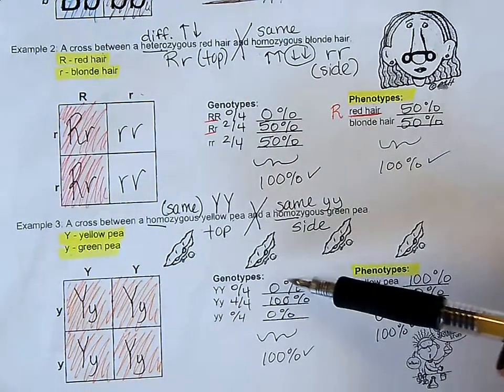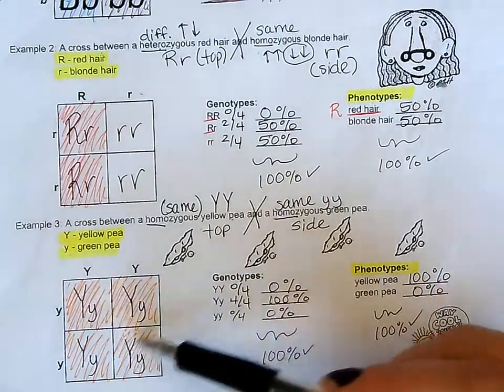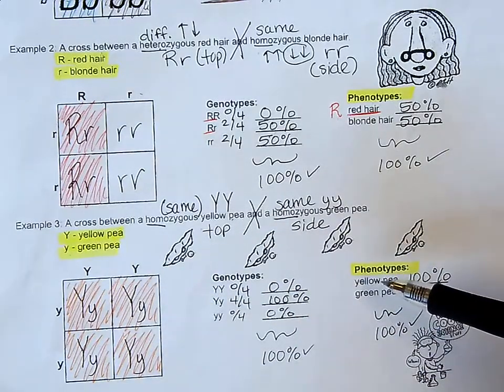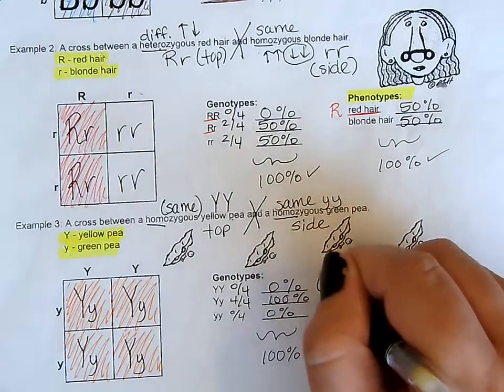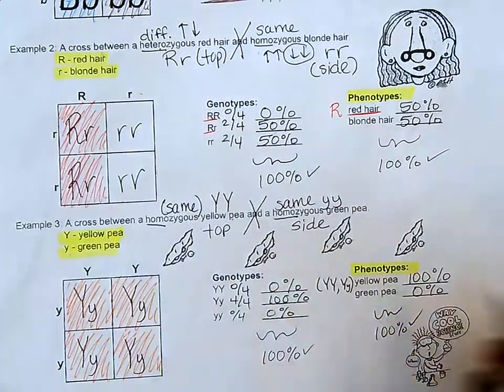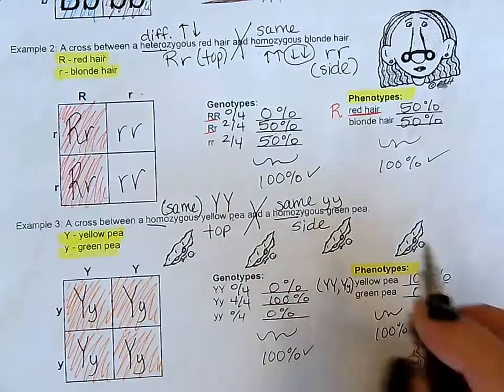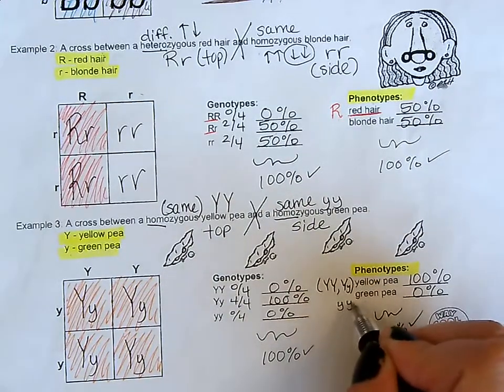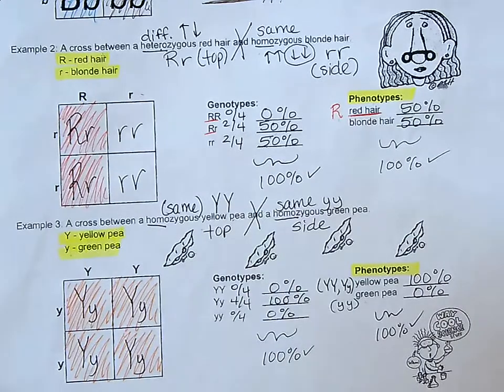So first things first, genotypes, you're looking directly at the Punnett square. Phenotypes, whatever the dominant trait is, it has to have that. So it would have to either be big, big, or big, little. Anytime you're looking for the recessive trait, it has to have 2 recessive alleles, or little, little.